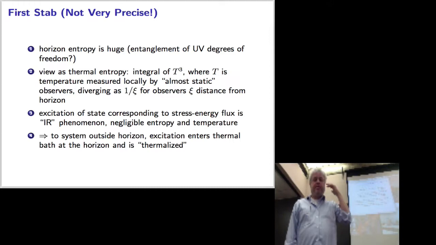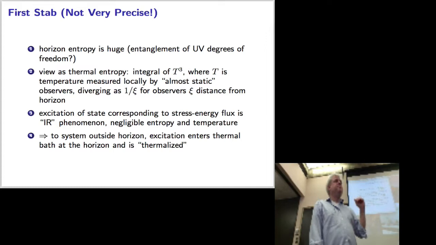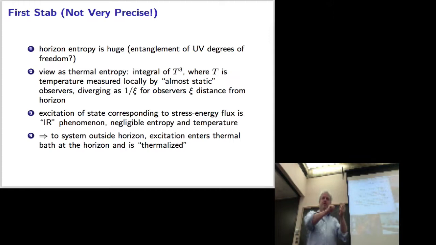And one might think of it, and the way that Ted in particular, and sometimes Padmanabhan seems to think of it, is that it's the entanglement of the UV degrees of freedom, of the correlations of the vacuum fluctuations on either side of the horizon. So you view this as a thermal entropy. So you take the integral of this temperature cubed, where temperature is measured locally by these almost static observers. It diverges as 1 over the redshift factor as you approach the horizon.